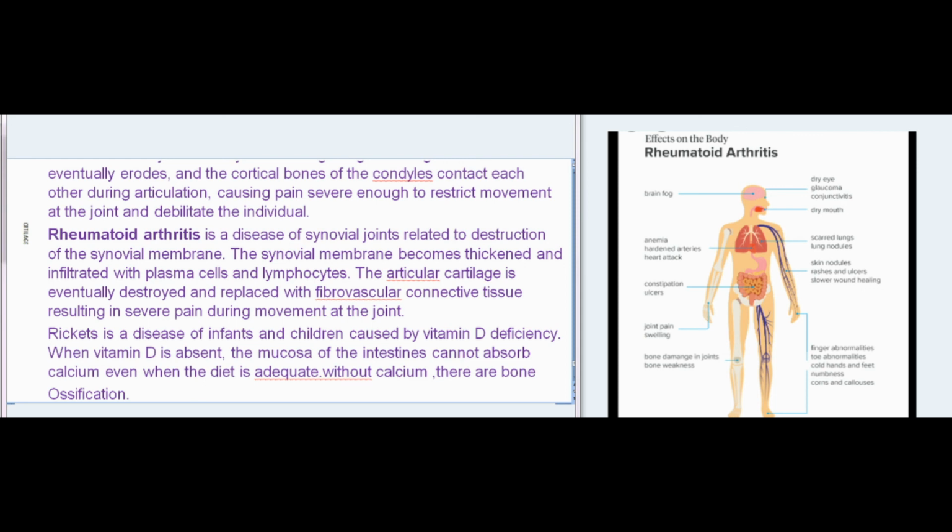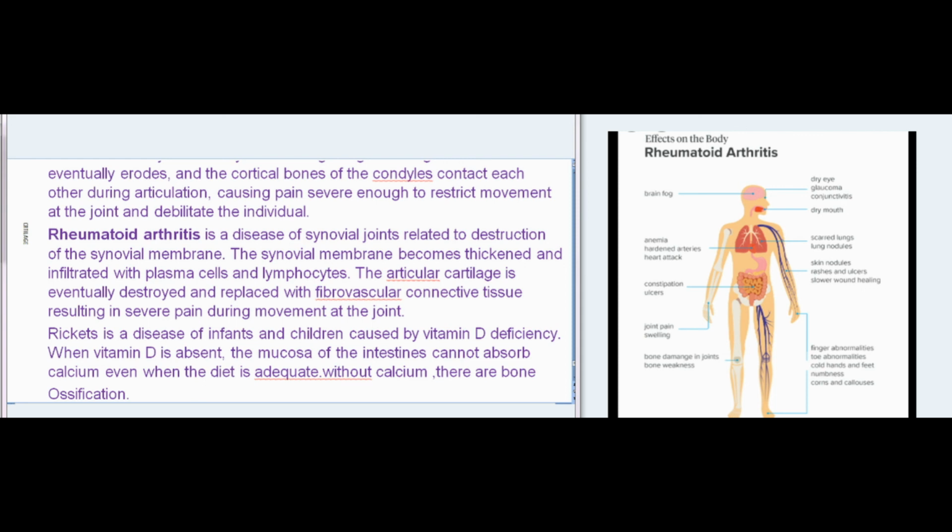Rheumatoid arthritis is a disease of synovial joints related to destruction of the synovial membrane. The synovial membrane becomes thickened and infiltrated with plasma cells and lymphocytes. The articular cartilage is eventually destroyed and replaced with fibrovascular connective tissue, resulting in severe pain during movement at the joint.